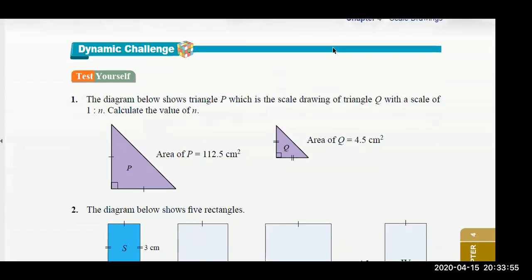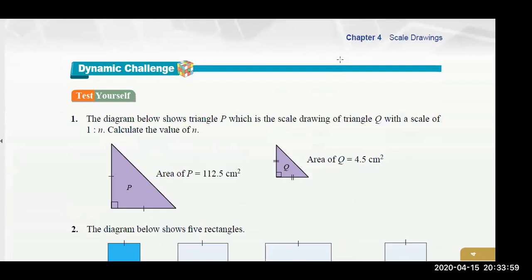So the diagram below shows triangle P with the scale drawing of triangle Q with a scale of 1:n. Calculate the value of n. So what is the value of n?